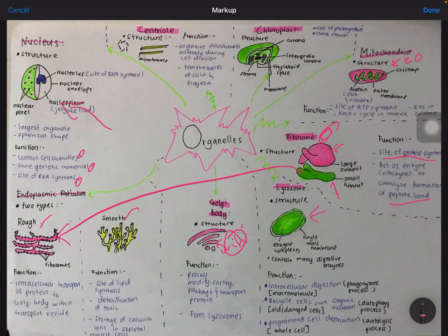Moving on to the second last, which is the chloroplast, which we can find in plant cells. The function is the site of photosynthesis and storing starch.